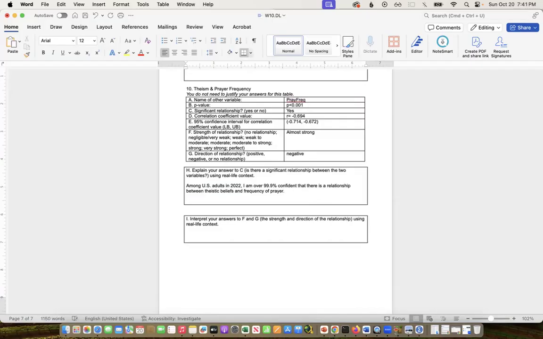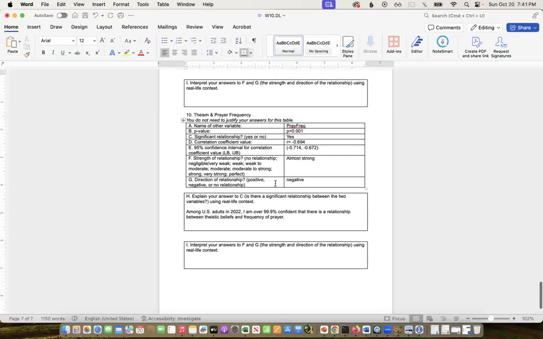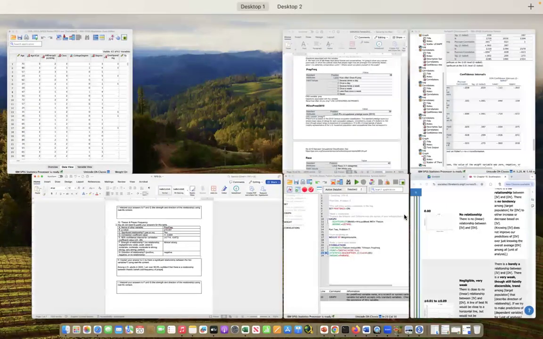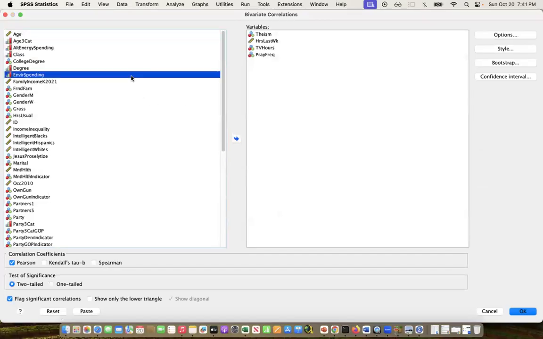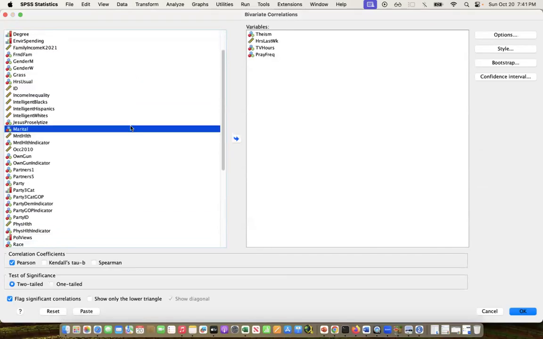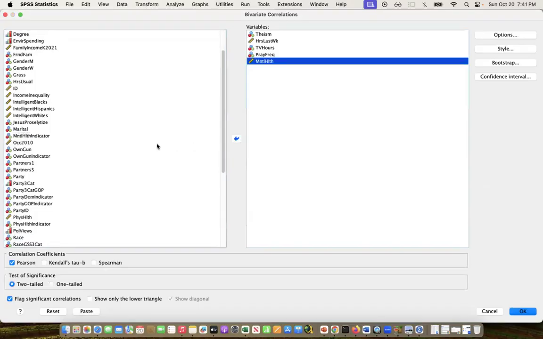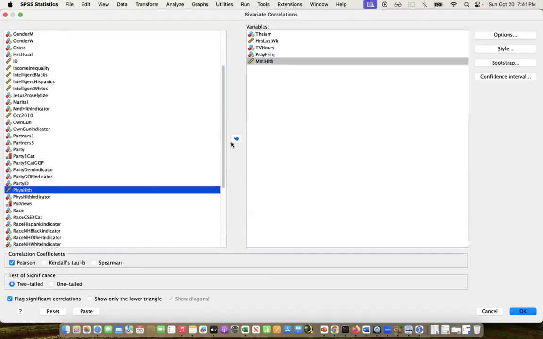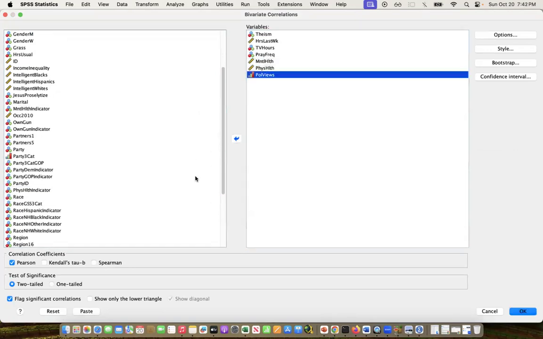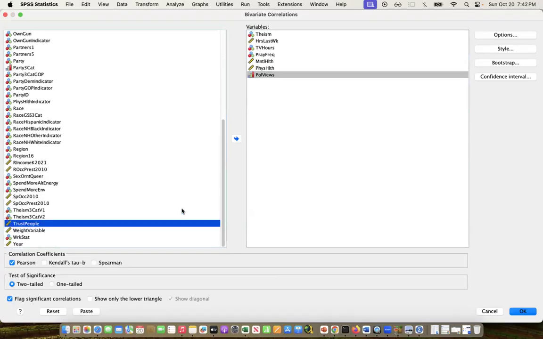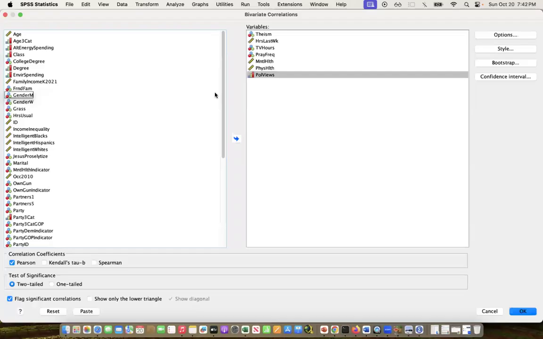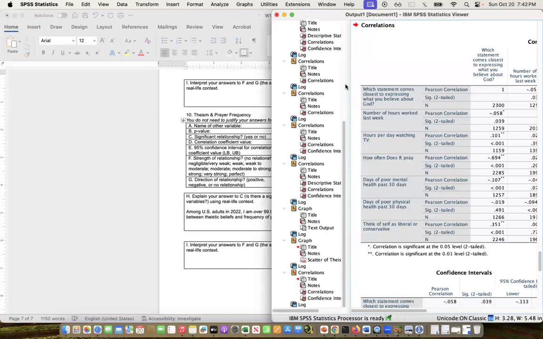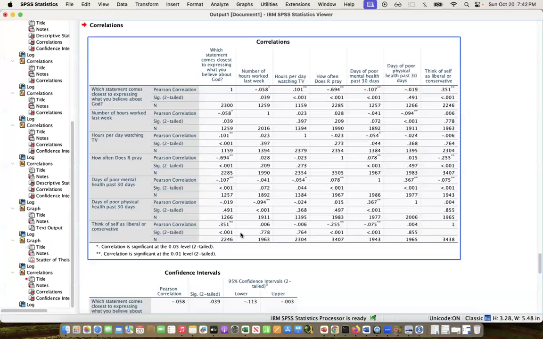Okay. So the last thing I need to do is these two interpretations. If I had one that wasn't significant, let's see. Analyze, correlate, bivariate. Let's just add some other ones in, let's see, mental health. That's like how many poor mental health days in the past month, phys health, whole views. I forget how trust people is coded. Let's just add age. Okay. So let's see.